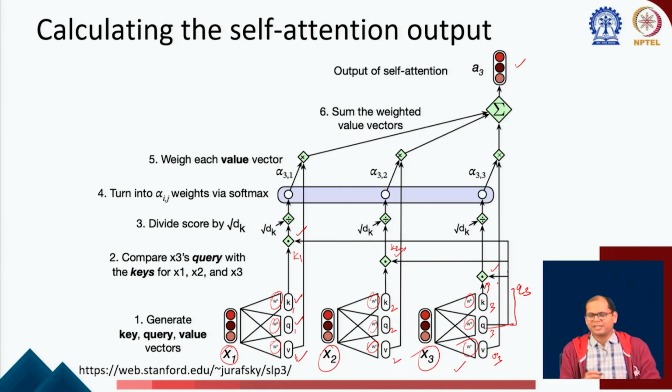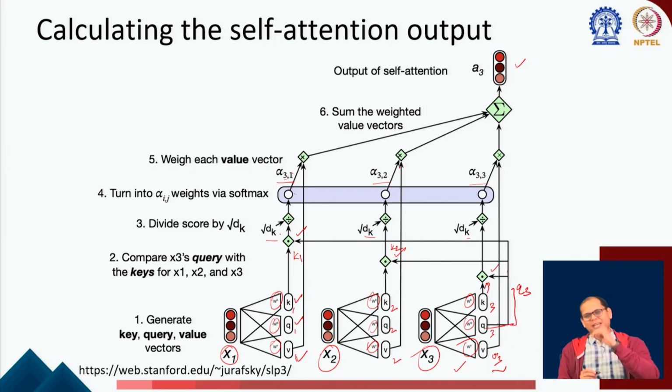Correspondingly, I will get 3 different values. I divide it by square root of dk and then I get 3 scores, alpha 31, alpha 32, alpha 33. Why 31? Because for the third word, it is the attention I have to put on the first word. So, I get these alpha ij's after doing softmax. So, you are dividing by square root of dk, you are doing softmax, and you get these weights.